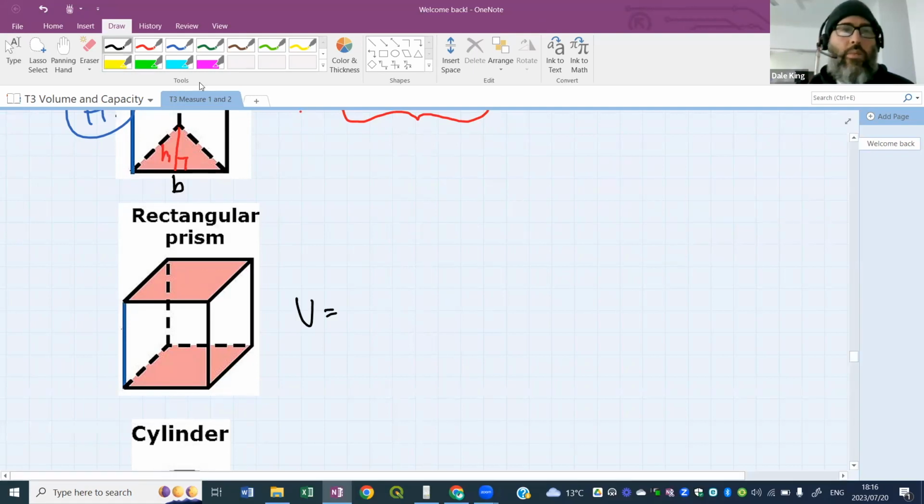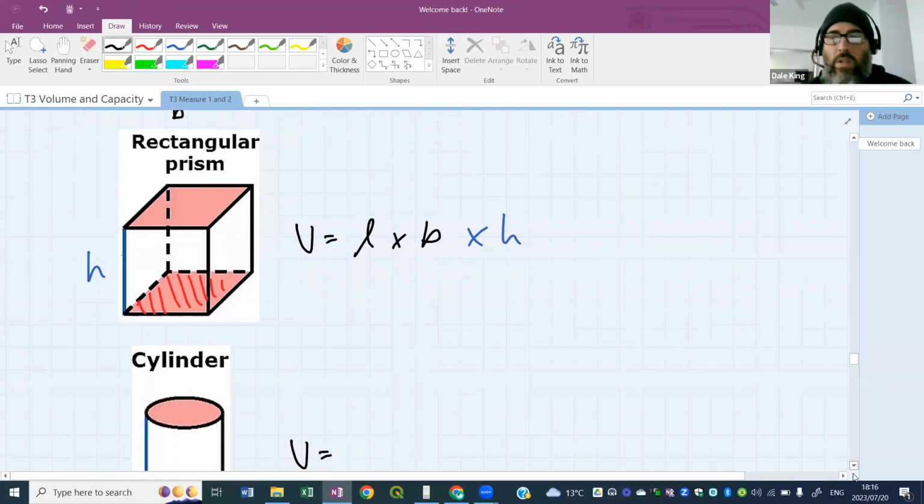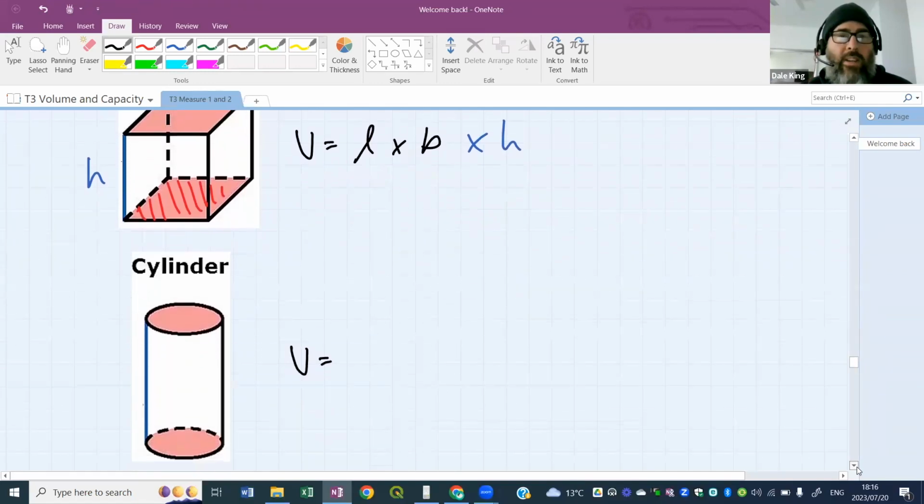This rectangular prism. Rectangular prism, length times breadth. Yes, you got it. Length times breadth. And then you just have to times by height. We're going to call it small h here because we don't have any other h's to worry about. Well done. Good job. While you're with me, let's do a third one. Let's do the last one here.